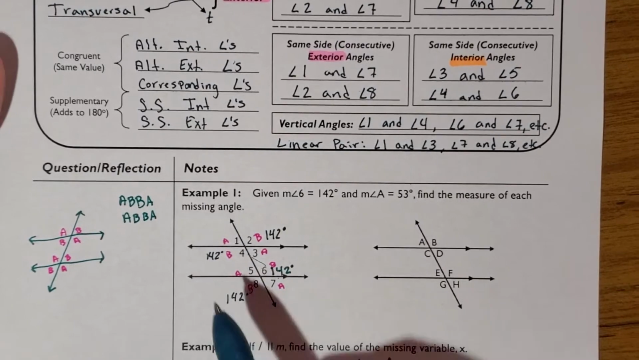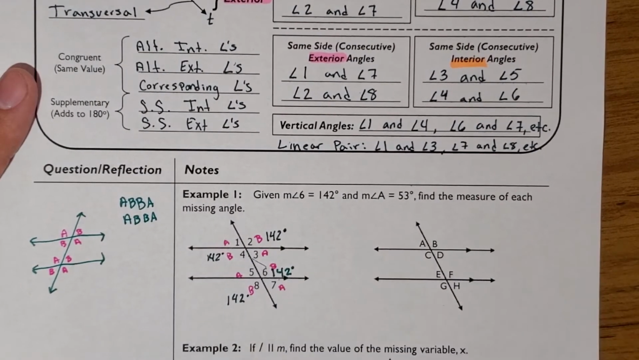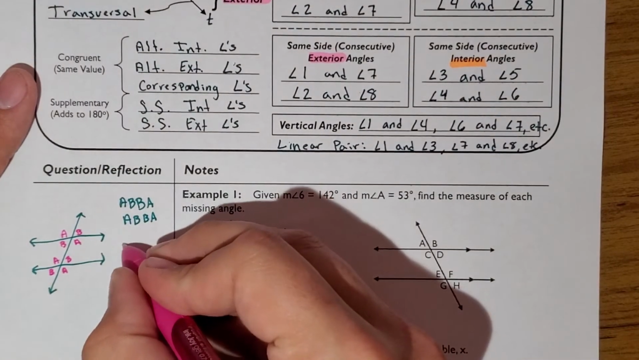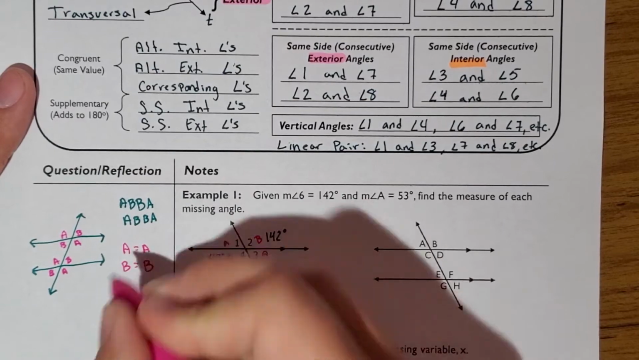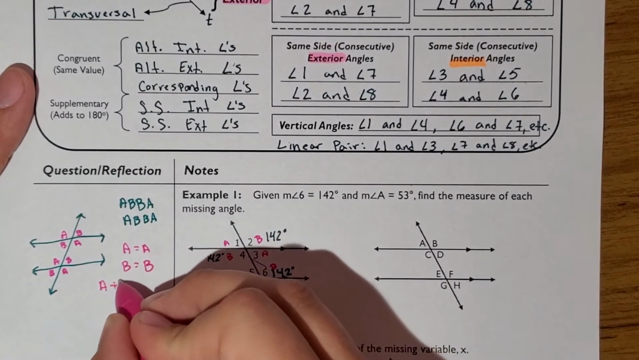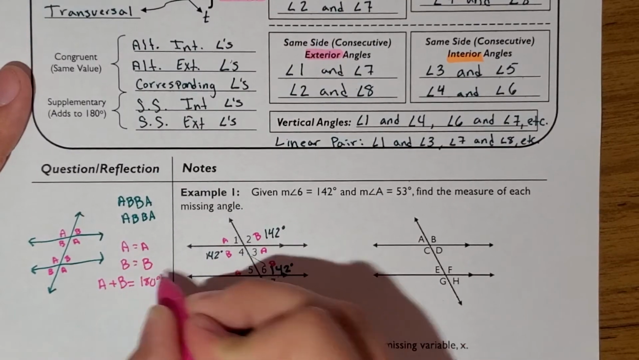Lots of reasons. To get to these other ones, whenever you have an A and a B, they're going to be supplementary. So let's write that over here. A is always equal to A, and B is always equal to B. If you have an A and a B together, A plus B always has to equal 180 degrees.